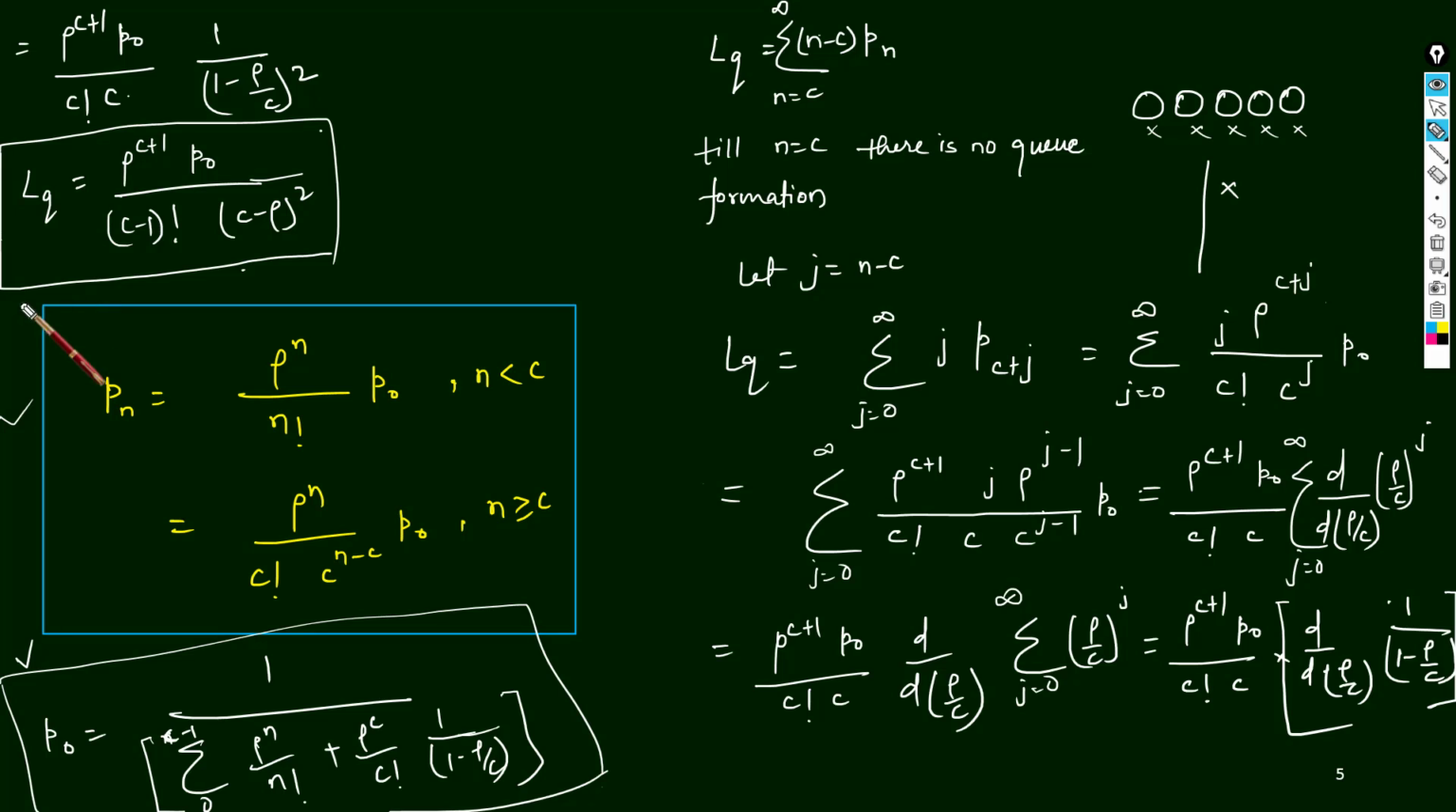So we have got these three expressions. In this model, we have to remember only these three expressions. What is the expression for Pn, what is the expression for P naught, and what is the expression for LQ. Now can we calculate LS? LS is LQ plus rho, where rho is equal to lambda by mu, and WS is equal to LS by lambda, and WQ is equal to LQ by lambda. So in this way we can calculate.